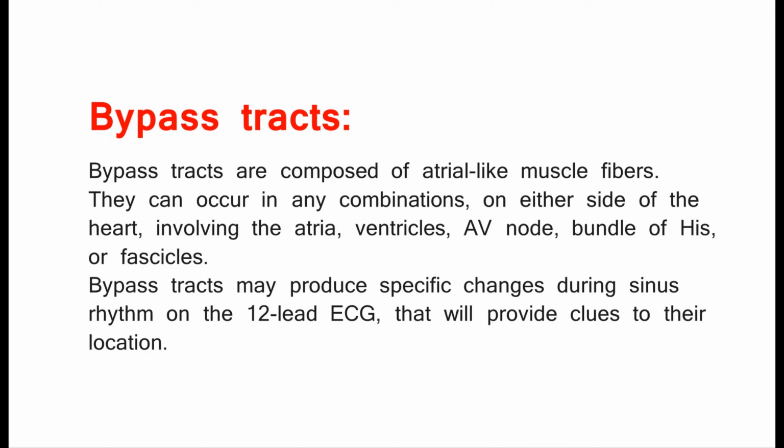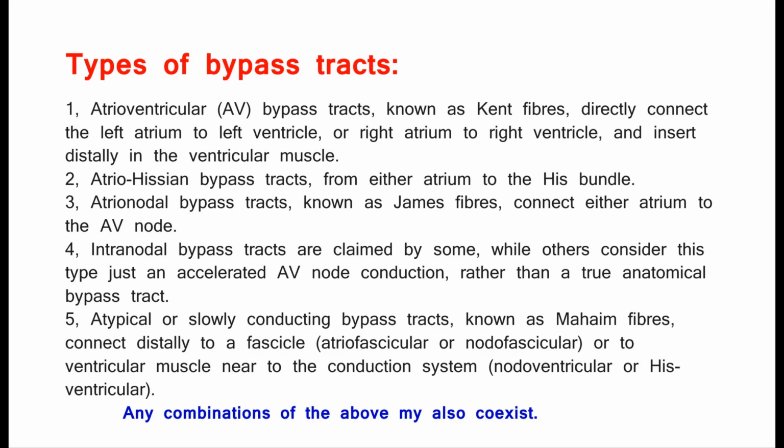Bypass tracts. Bypass tracts are composed of atrial-like muscle fibers. They can occur in any combinations, on either side of the heart, involving the atria, ventricles, AV node, bundle of His, or fascicles. Bypass tracts may produce specific changes during sinus rhythm on the 12-lead ECG, that will provide clues to their location. Types of bypass tracts.